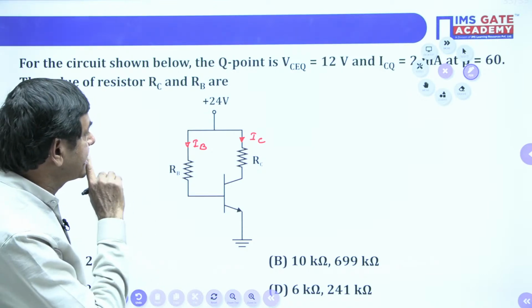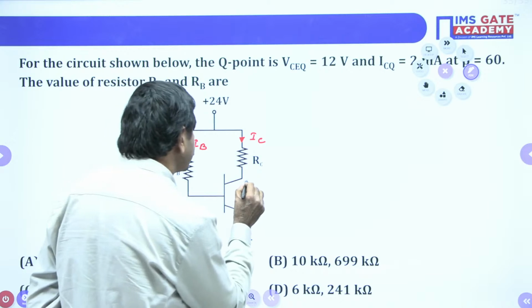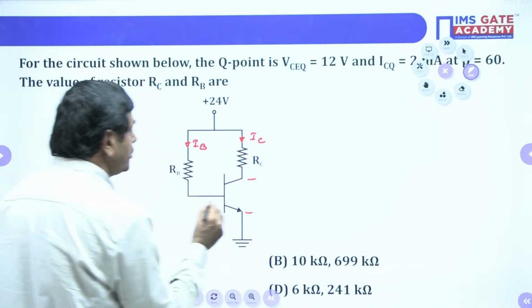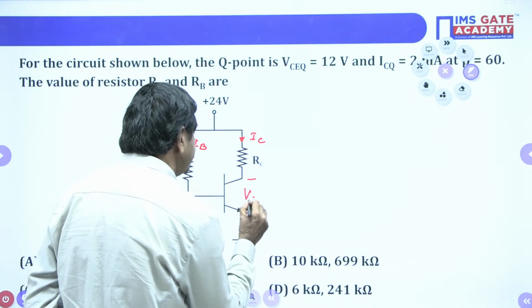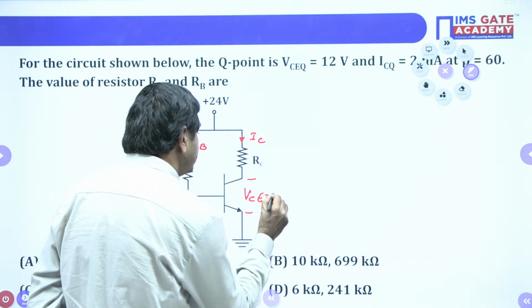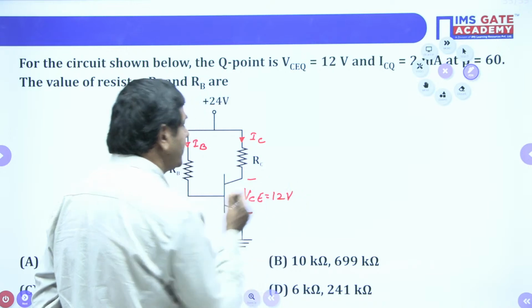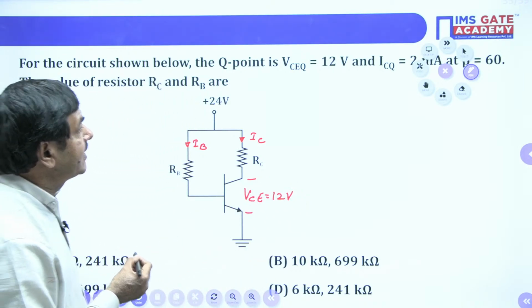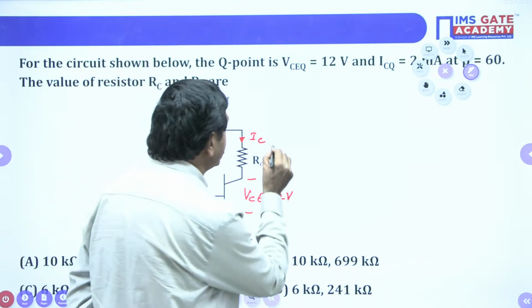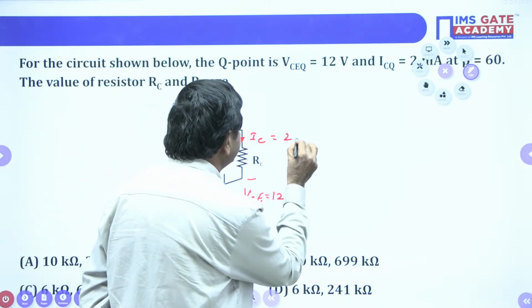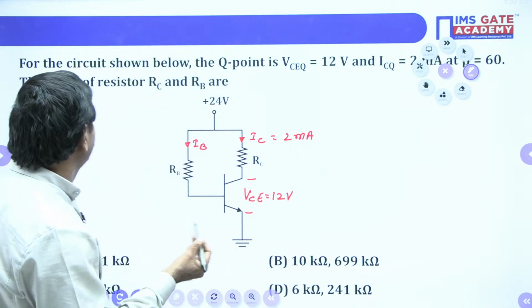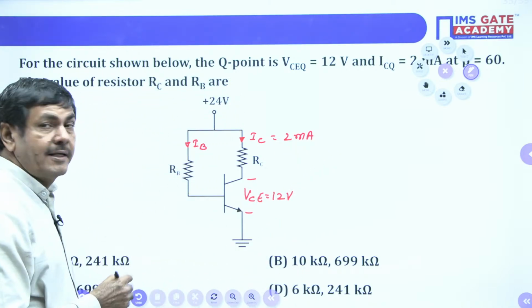In the problem, it is given directly. VCEQ is given, this voltage is 12 volts. And ICQ is given, 2 milliamperes. This current is given as 2 milliamperes only. Beta is 60, and RB and RC are required.